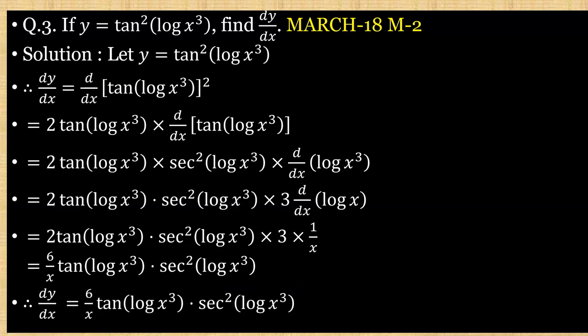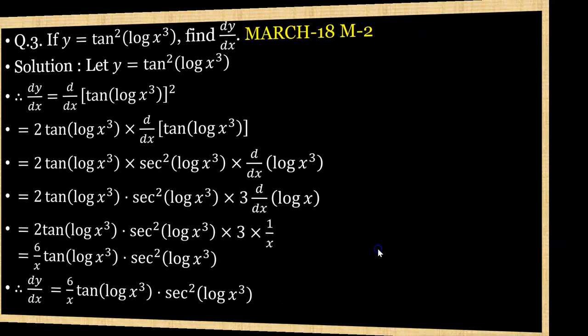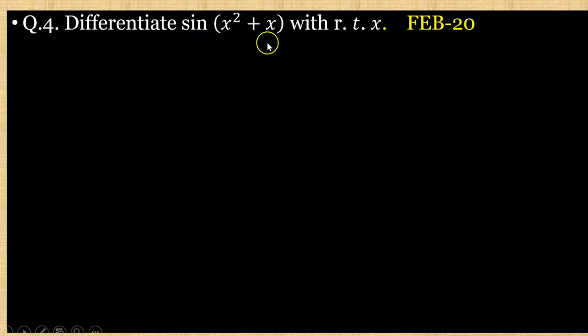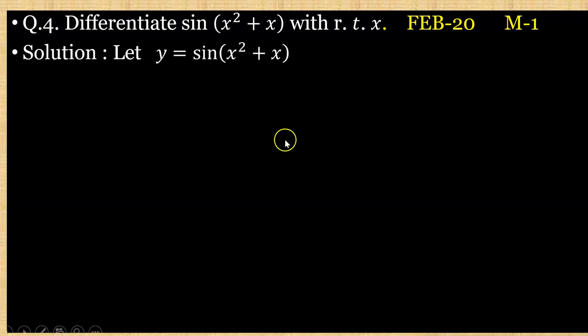Now we'll see the next example. Example number 4. Differentiate sine of x square plus x with respect to x. This example was asked in February 20, and it is for 1 mark. Now the solution. y is equal to sine of x square plus x. Let u be equal to x square plus x.